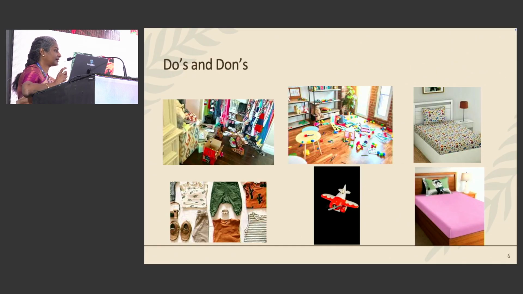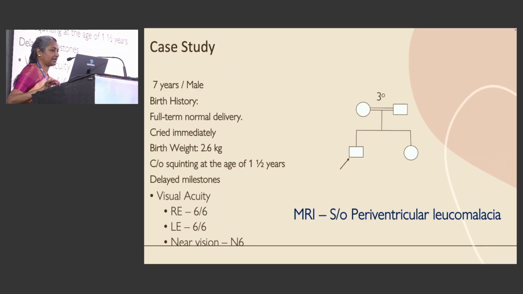You can even connect with the parent at home. Try to see what the home looks like, because the therapy is not only with you, you also need to see what the house and what materials they have in the house and guide them accordingly. So for example, this is a 7-year-old boy born of a full-term normal delivery with a normal birth weight, and he had a strabismus from the age of 1.5 but delay in milestones, and the MRI has periventricular leukomalacia finding, but the visual acuity is completely normal. When you test the vision, it is completely normal.